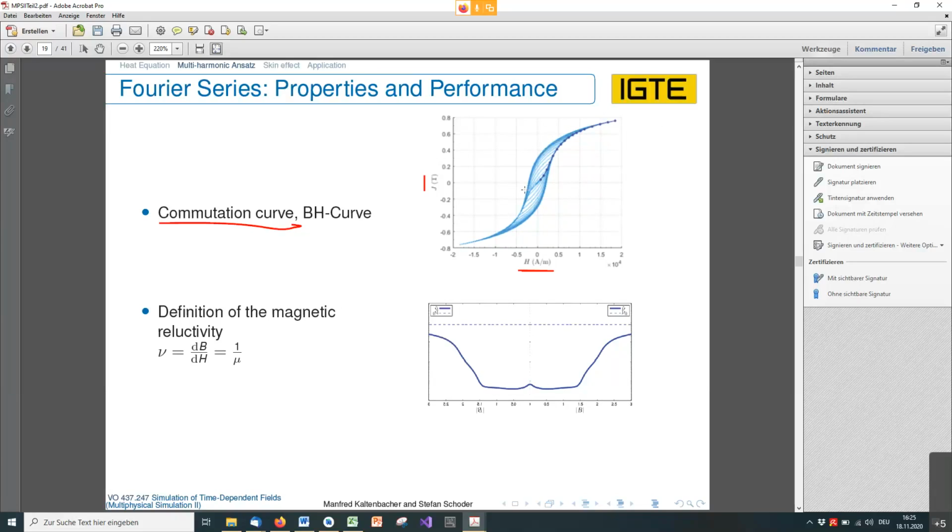Yes, it would probably be interesting when you consider iron or some magnetic material. If the material is magnetically hard, the curve would be wider, so there would be more energy lost if we walk through the curve. Okay, very nice. Thank you.